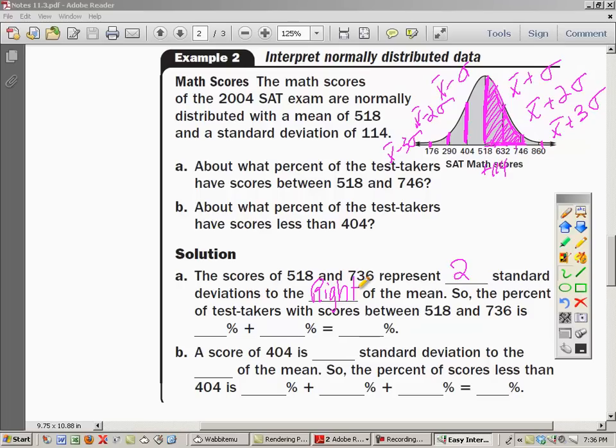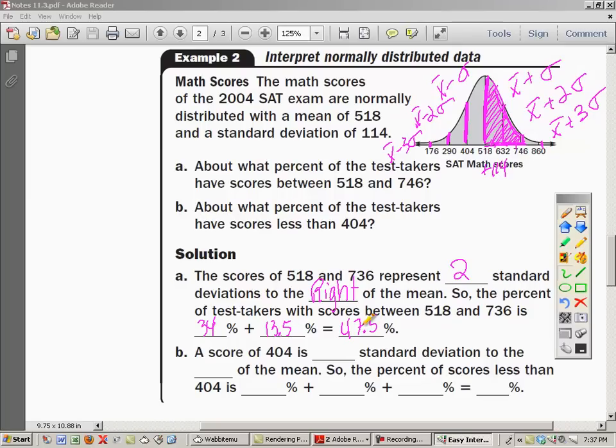So the percent of test takers that scored between a 518 and 746 becomes 34% for the first standard deviation, and between the first and second standard deviation is 13.5%. So I add all of those up and it's 47.5%, or you can have it as 0.475. But percentage labels were given, so we're just going to use percents.